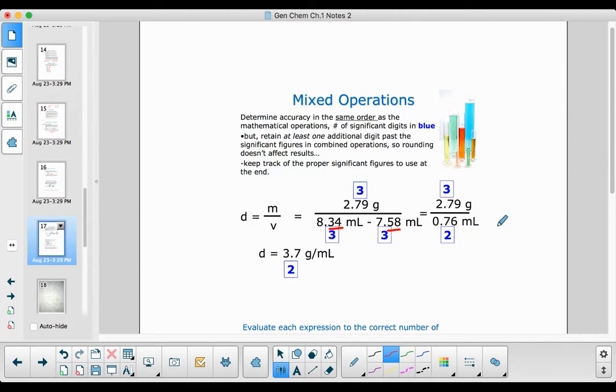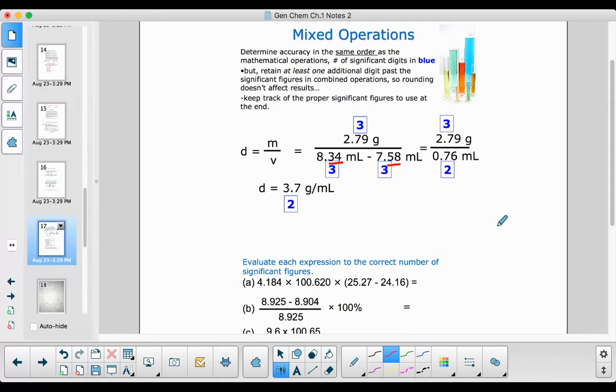Then I have some examples for mixed operations. Here I have a division and a subtraction. So I do my subtraction first. I end up with 0.76. I'm allowed now only 2 sig figs in my final answer because that's what the subtraction provided me with. And that's the least number of sig figs now. And so I can have 2 in my final answer.